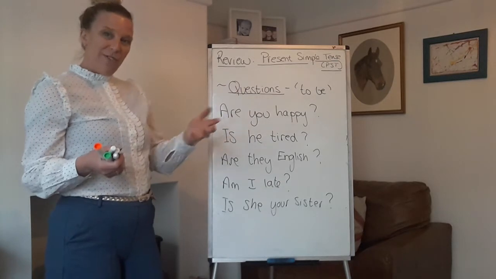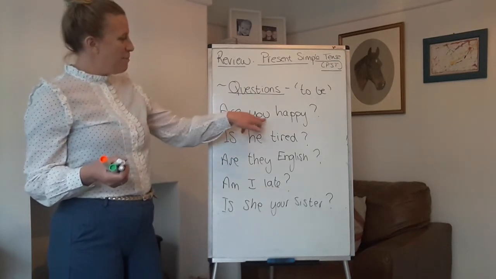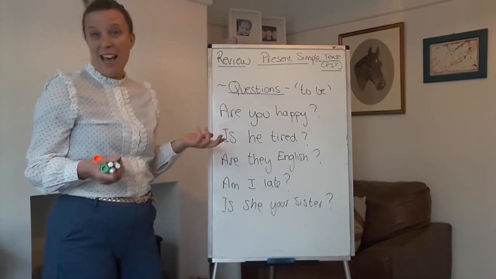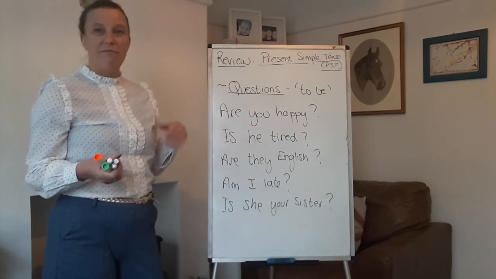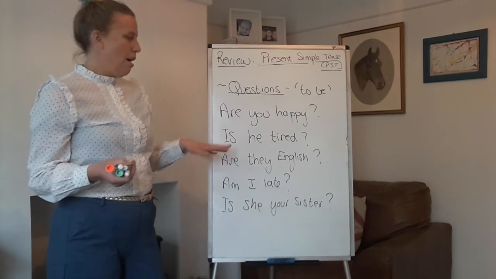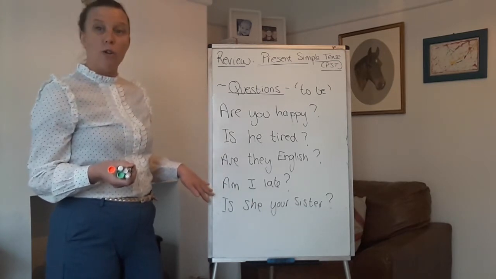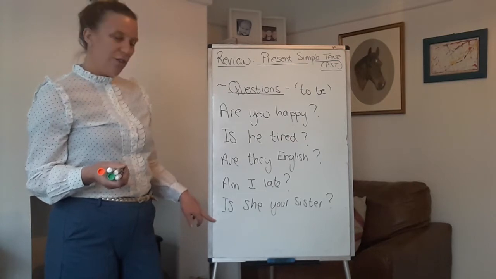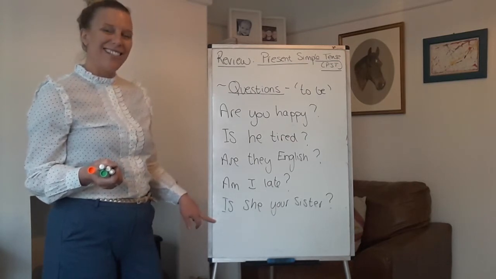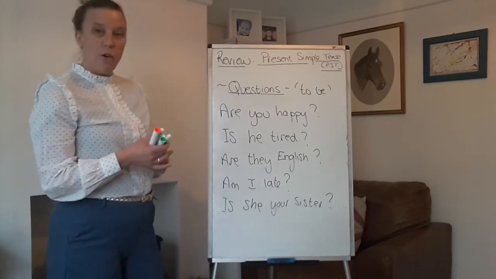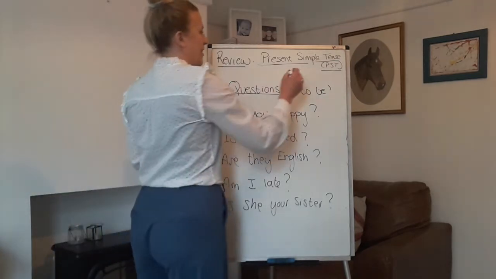Okay, so verb to be in its form with I am, you are, he is. But we swap it the other way around, so verb to be plus subject and then the rest of the sentence. Are you happy? Yes, I am. Is he tired? No, he isn't. Are they English? Yes, they are. Am I late? No, you're not. Is she your sister? Yes, she is. Okay? So that's for yes, no questions. To be with yes, no.